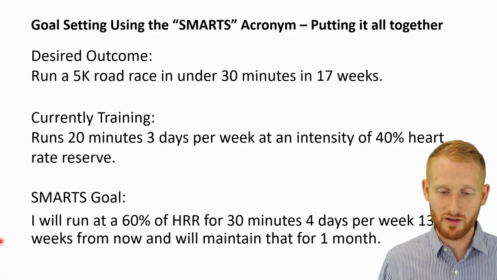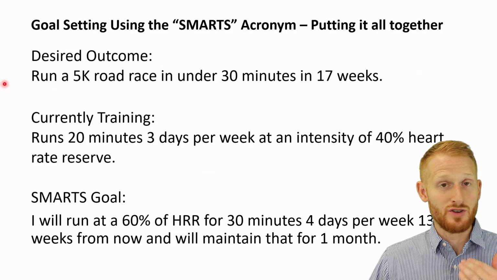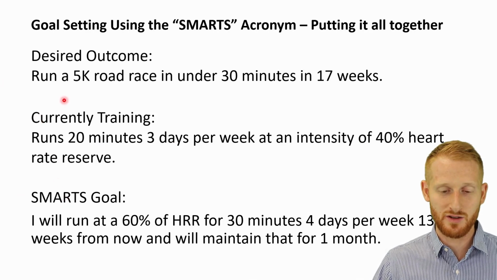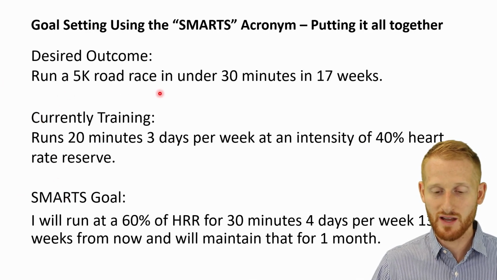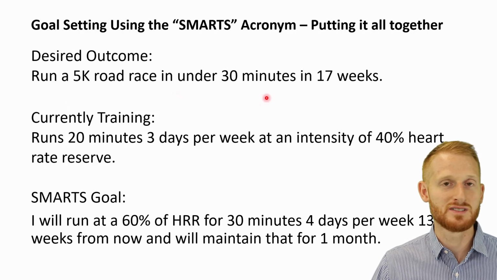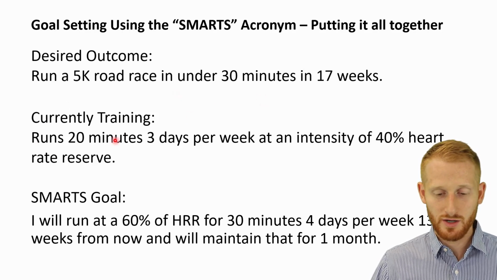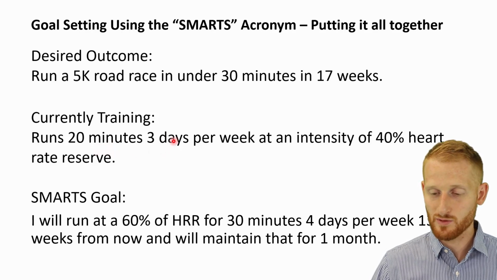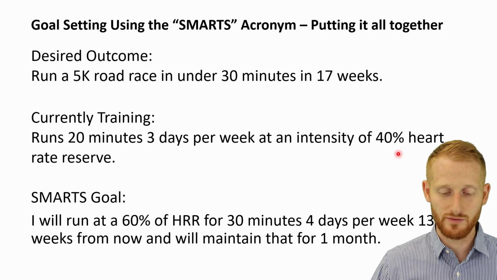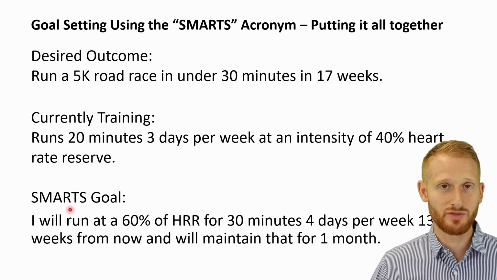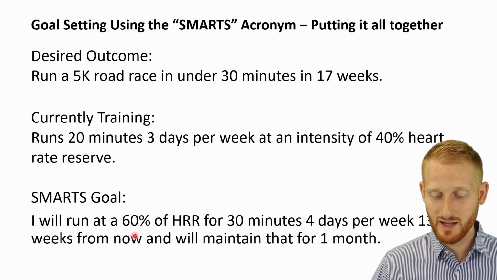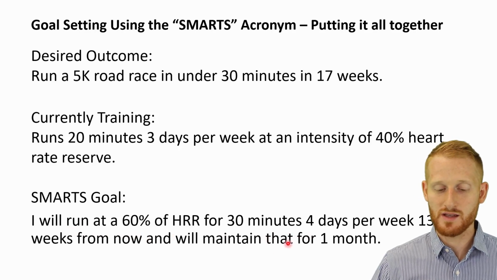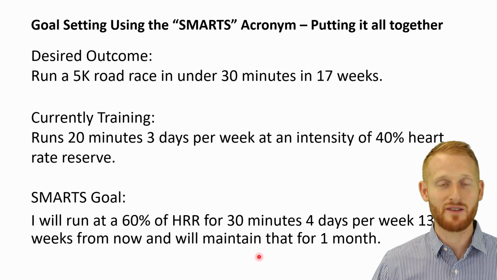So let's go ahead and put it all together. All right, so again, know their desired outcome, know their current training, and then come up with their SMARTS goal from that. So the desired outcome was to run a 5K road race in under 30 minutes, 17 weeks from now. The current training that the individual is doing is 20 minutes, 3 days per week at 40% of heart rate reserve. And your SMARTS goal is going to be, I will run at 60% of heart rate reserve, 30 minutes, 4 days per week, 13 weeks from now, and I will maintain that for 1 month.